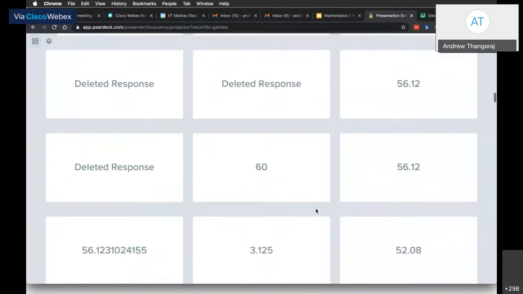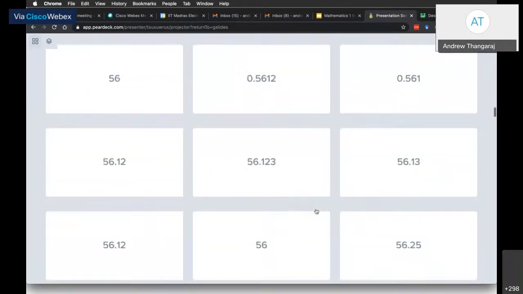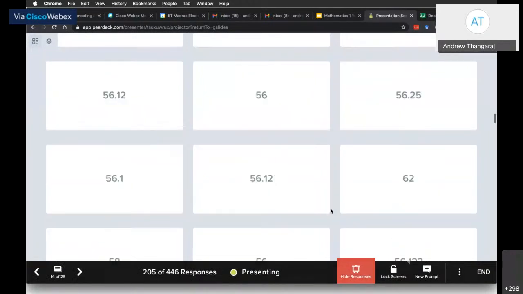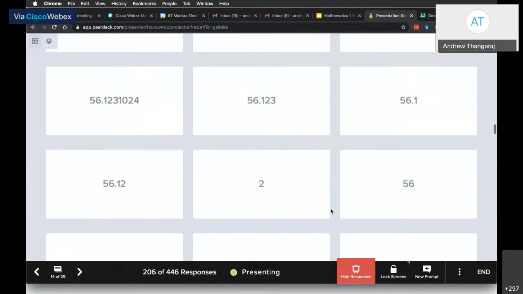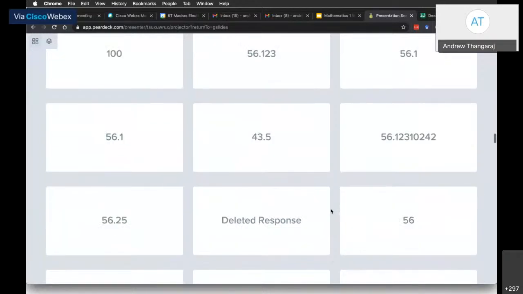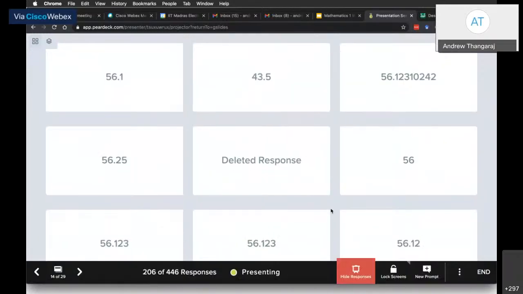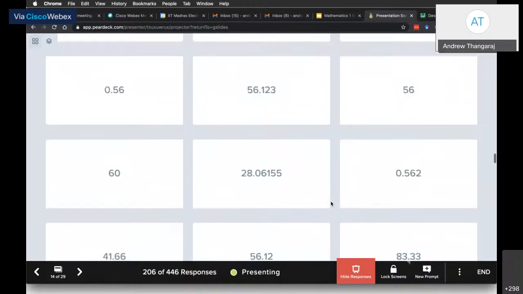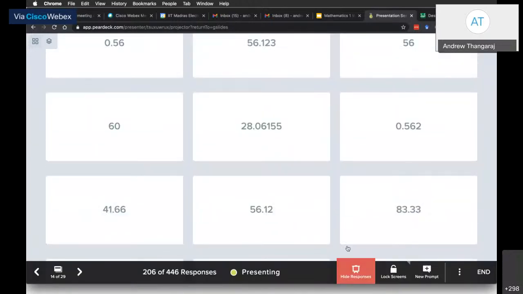A lot of people are deleting the response after seeing the answer. It's not an exam in that sense. We're just solving it together. If you made a mistake, you can leave it there. It's okay. And 100%, wow, this is 100. Okay, so 56 has been a popular answer.